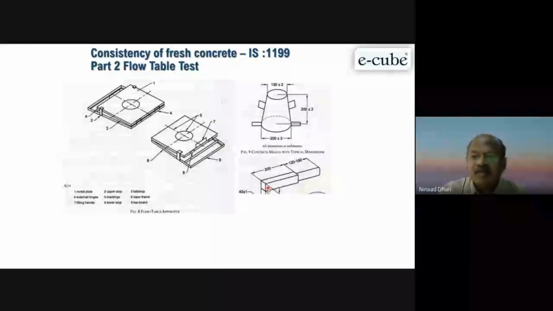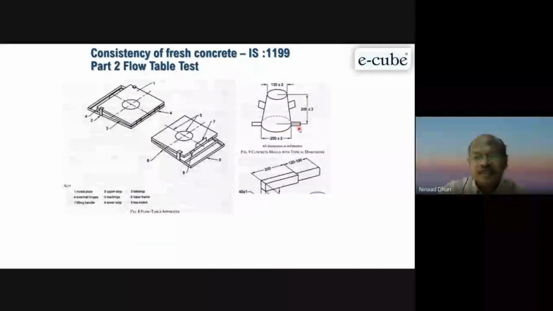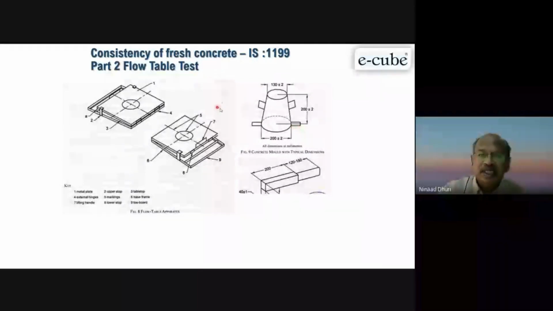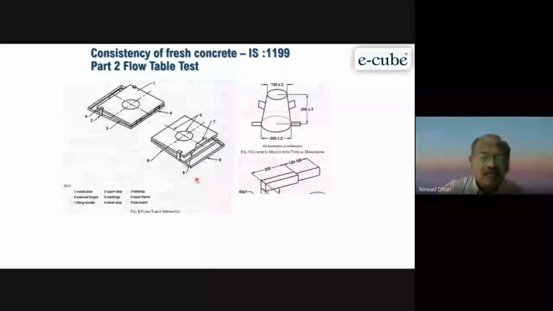This is the wooden rod, 40 by 40, 200 mm in length, and about 150 is your cylinder. This is 200 dia at the bottom, top is about 130 mm, height is 200. This is not a slump cone. This is a flow table cone. Just put it here, compact in 2 layers with this rod, then lift the cone and subject it to tamping 15 times to get a spread.